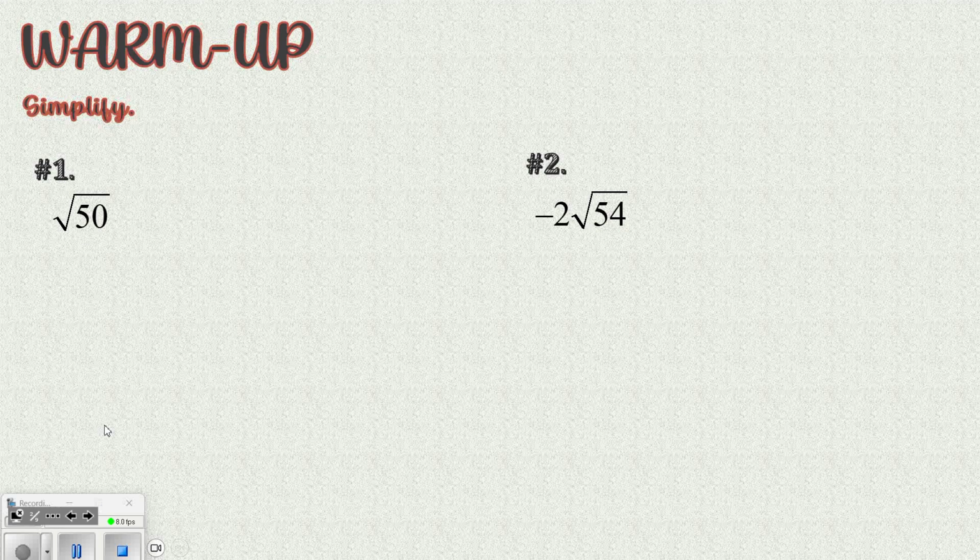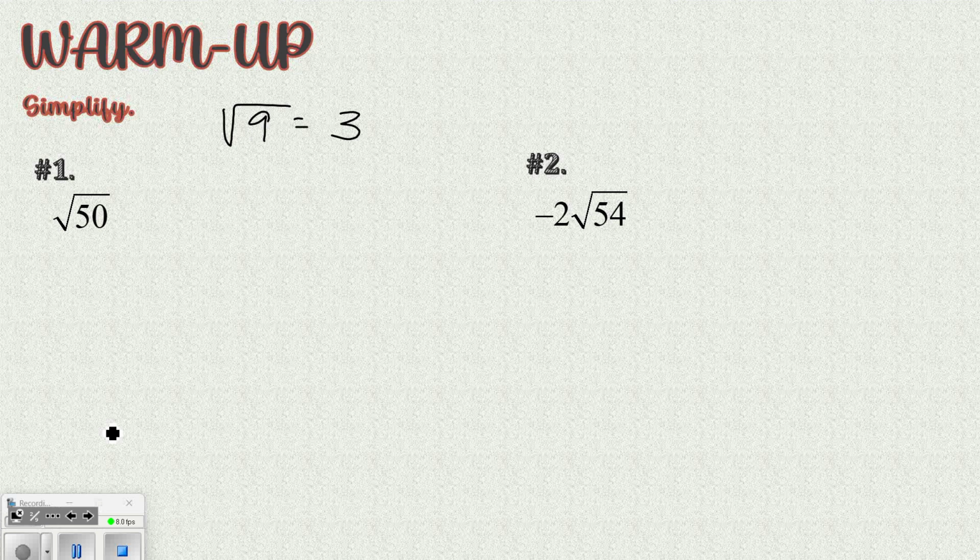Let's refresh our memories on how to simplify the square root of 50. So before we get into the square root of 50, let's go back a step further. For example, the square root of 9 is 3 because 3 times 3 equals 9, right? So we can only take square roots of numbers that are perfect squares. Like 9's a perfect square, 16's a perfect square, 49 is a perfect square, so the square root of 49 is 7, right?